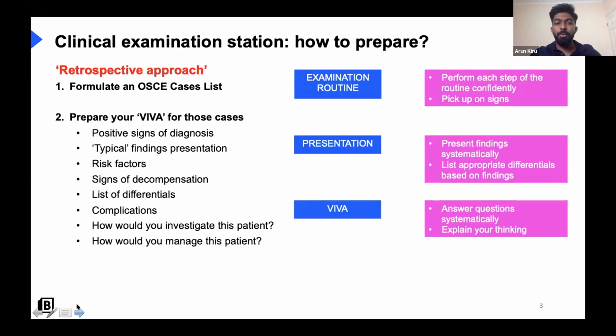So we've seen this before. We'll quickly run over it, which is what this whole approach is based around, called the retrospective approach, where we have come up with an OSCE cases list, which is very generic almost for any medical school in the world, which are common cases of stable patients that are likely to come up in your exams. We go through the viva for those cases, so what kind of signs you're likely to see, how to present all those findings clearly in terms of what are the positive findings and what's a relevant negative finding, risk factors, signs of complications, etc. Typical viva questions that you could get asked in your OSCE.